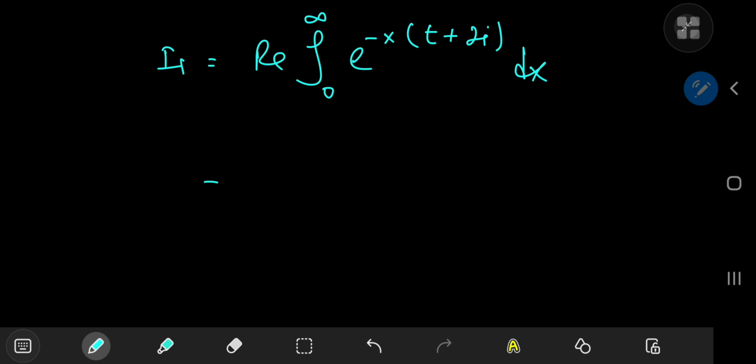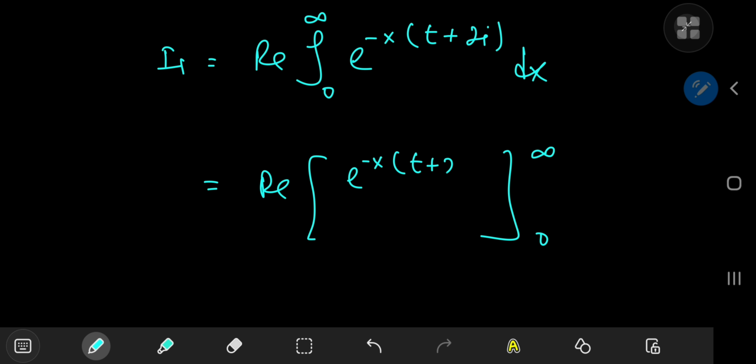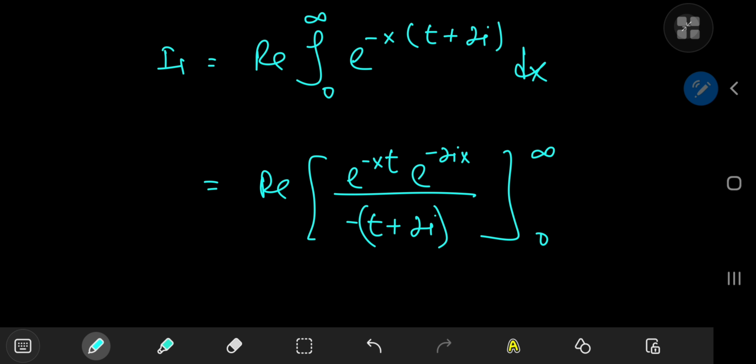Anyway, so performing the integration gives us the real part of the limits of integration being 0 and infinity, and we have e to the negative x times (t plus 2i) divided by negative (t plus 2i). And if we expand the numerator here and write this as e to the negative xt times e to the negative 2ix, the complex exponential is a bounded function. However, this is the real exponential function, and it's a damped one. So as x approaches infinity, this term here will approach 0. So the first term here just crosses out to 0.